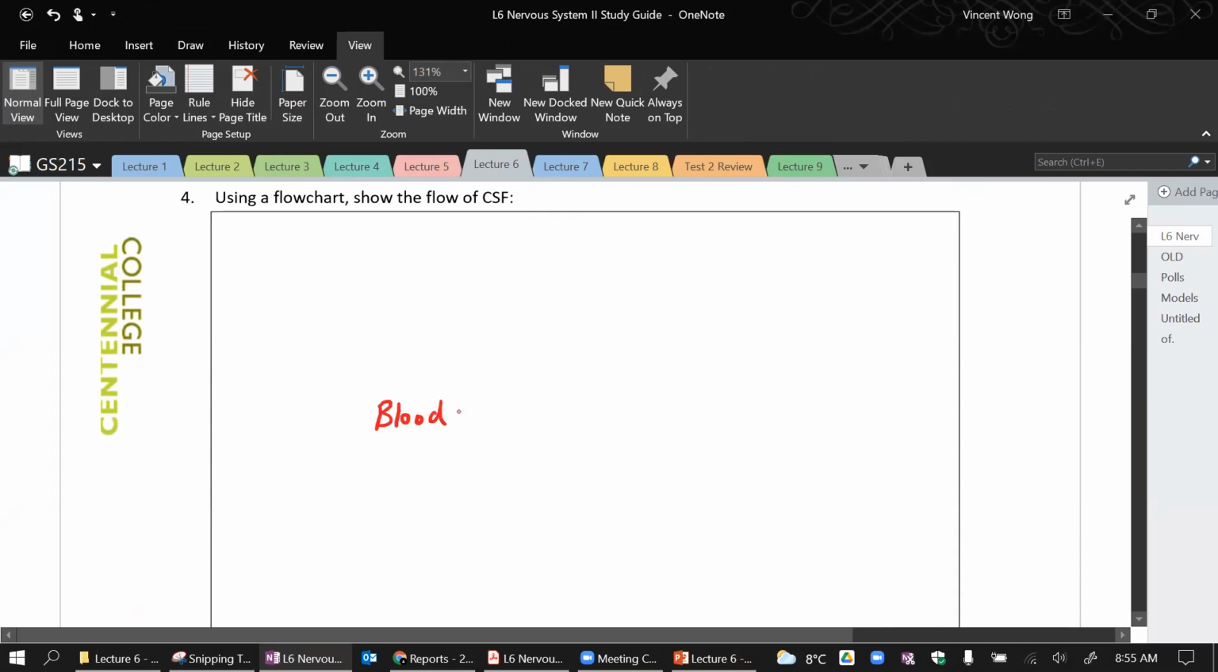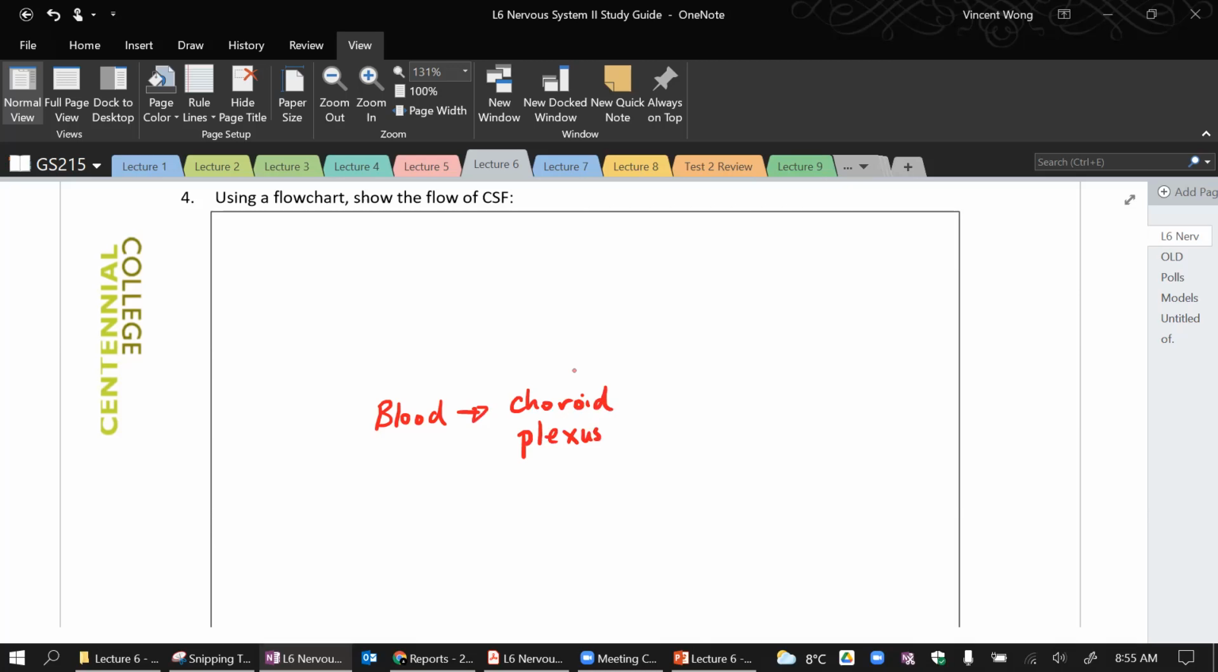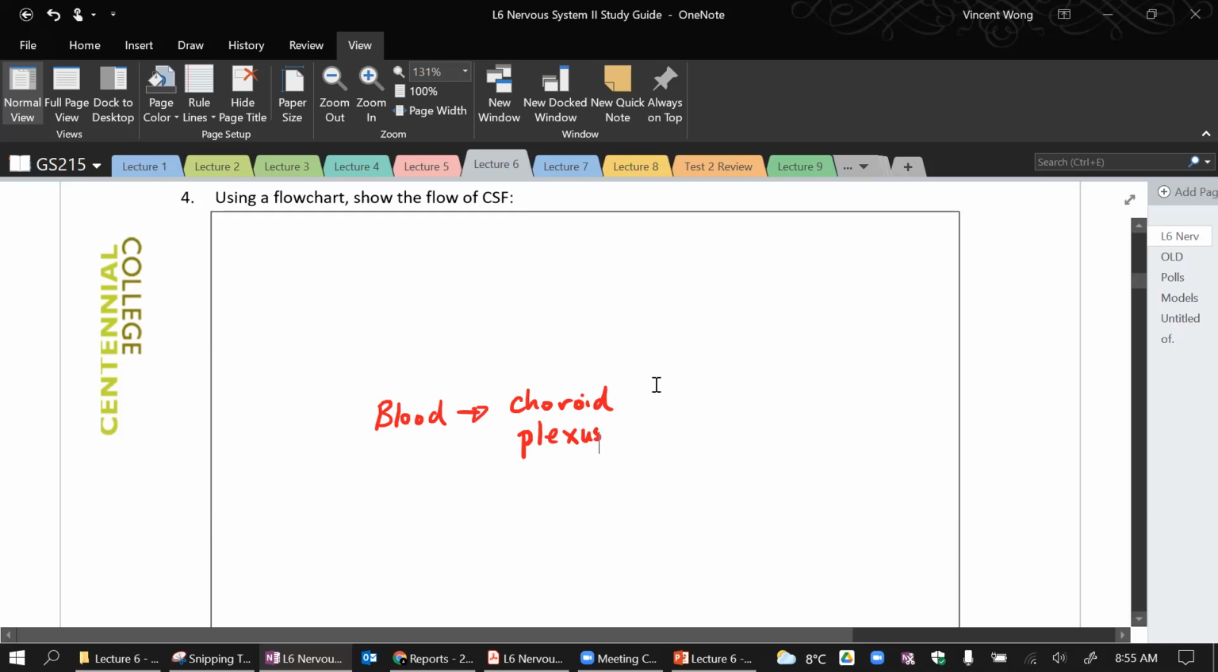We actually will be filtering the blood at the choroid plexus. Does everybody understand where the choroid plexus is? Right, it's on the walls of the ventricles. So in the walls of the lateral ventricles, you're gonna have this sponge thing that is stuck to it. Okay, that's the choroid plexus. You're gonna have these on the third ventricle. You're gonna have these in the fourth ventricle as well.